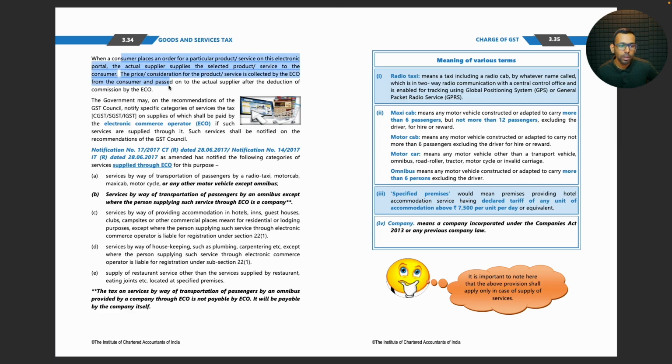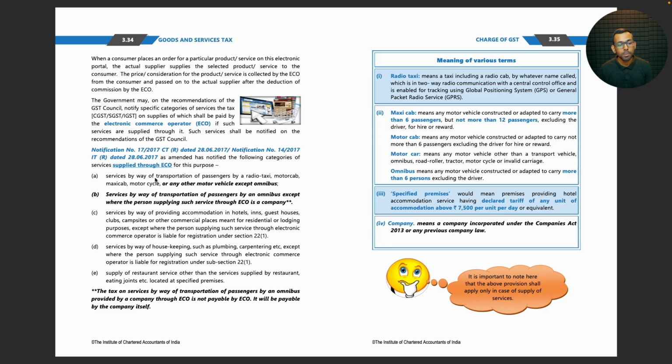So this is what I think they are covering here. The government may, on the recommendations of the Council, notify specific categories of services, the tax on supplies of which shall be paid by the e-commerce operator if such services are supplied through it. Such services shall be notified on the recommendations of the GST Council.